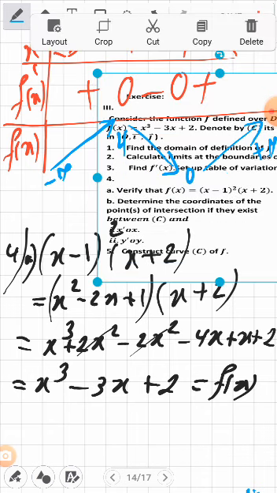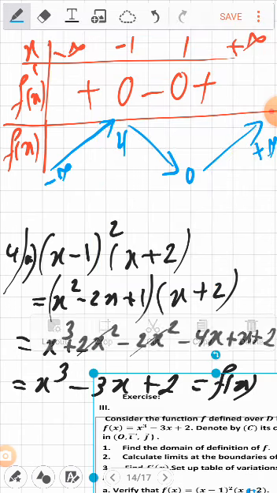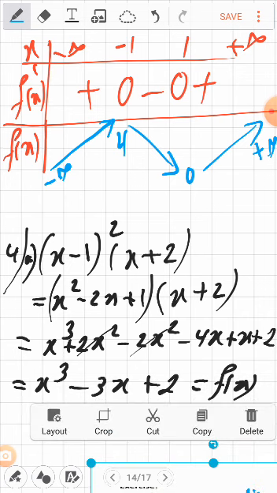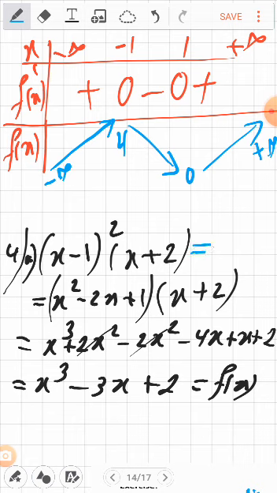In part 4 we have part A. Verify that f of x equals x minus 1 squared into x plus 2. Then determine the coordinates of the point or points of intersection if they exist. We added this part to make it easier for you to find the roots when you solve f of x equal 0 for a degree 3 polynomial. So we have to verify that x minus 1 squared into x plus 2 is equal to f of x.